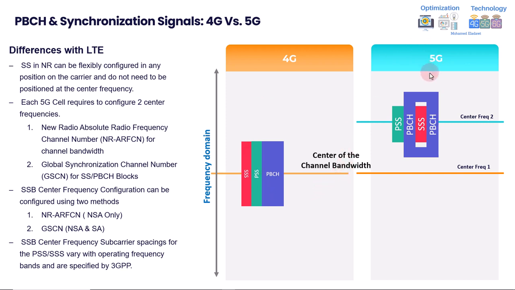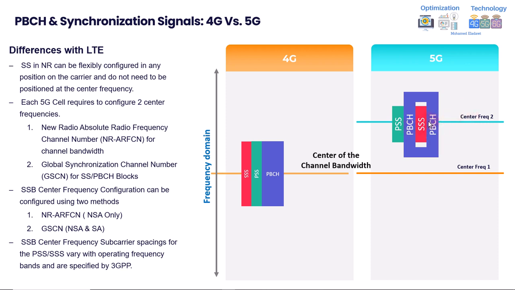The 5G concept now is completely different. For example, first of all, you have center frequency one, which is related to the channel bandwidth. For example, this is the center frequency of the complete bandwidth. And you have another center frequency of the SSB, or the broadcast channels or the synchronization signals.